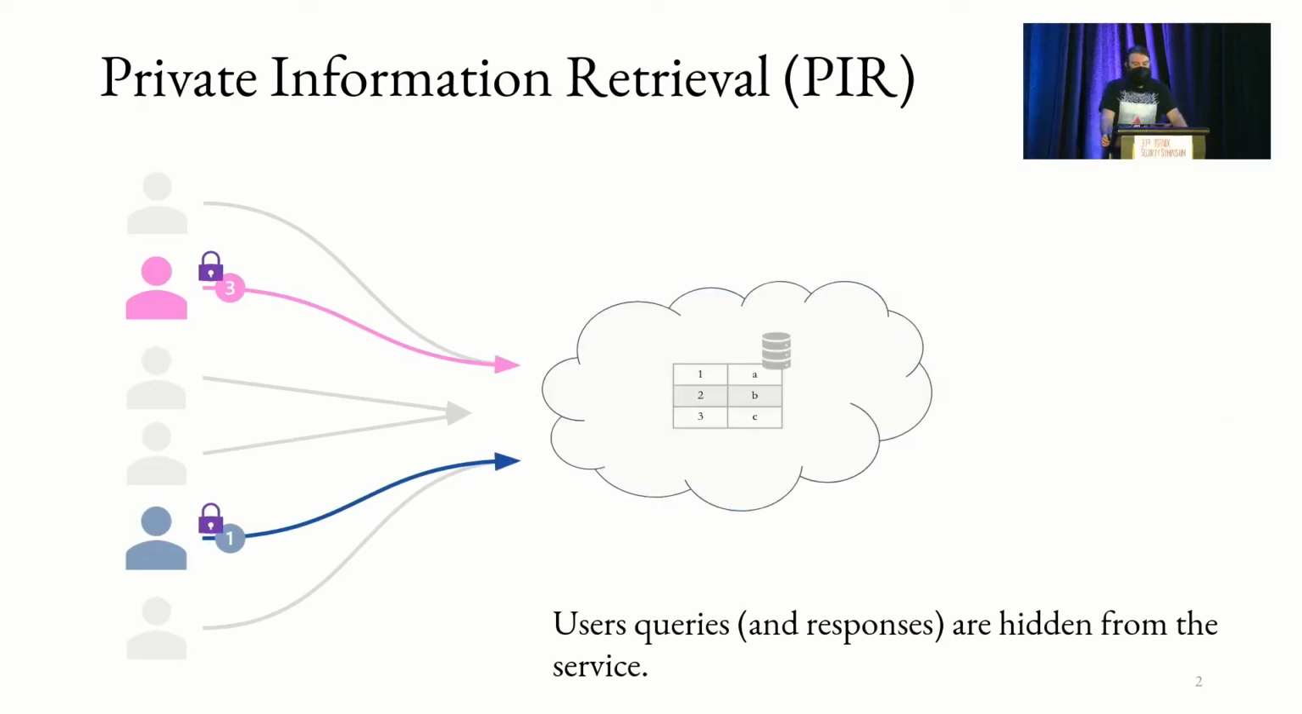Private information retrieval, or PIR for short, is a cryptographic technique that allows users to query a remotely held database while keeping the contents of their queries private and unknown to the service. PIR protocols generally rely on encrypting, secret sharing, or otherwise obfuscating these queries and their responses. The service here may consist of a single server or many servers, and we're going to focus in this talk on the multi-server setting.